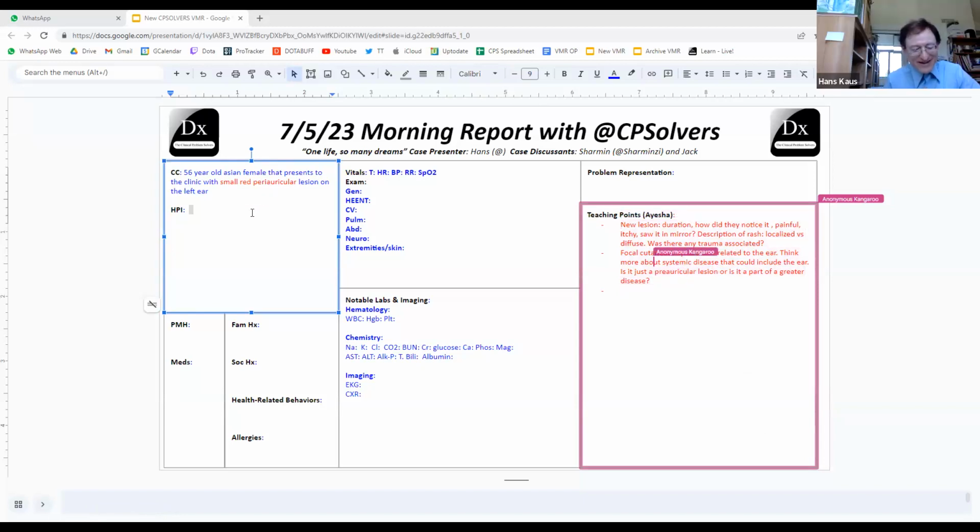Then I'll start with the history of present illness. On that day when she presented to the dermatologist with the left ear, it was a small, painless periauricular erythematous lesion. And she had a previous complaint which was similar to this one. It was a similar lesion at her right ear. The initial treatment by the same dermatologist back then was doxycycline, but there was no improvement.